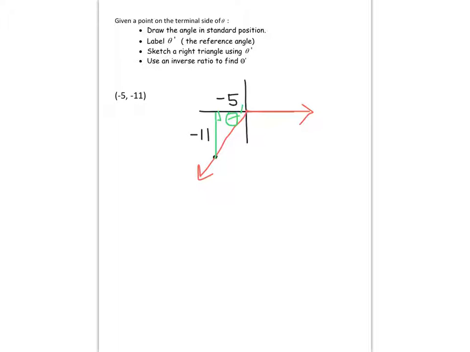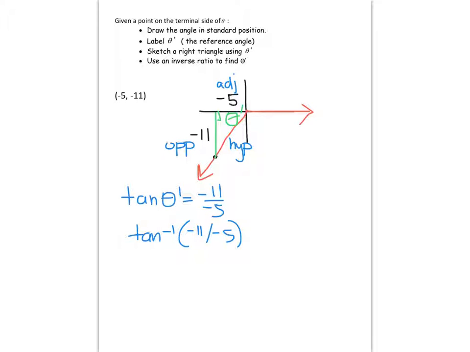So we know our opposite, and we do not know our hypotenuse, and we know our adjacent. So if we know our opposite and adjacent, we can find our angle. Again, that's tangent. So tangent of the reference angle equals -11 over -5. And so if we're finding the angle, we're going to do an inverse. Okay, so the reference angle is 65.556 degrees.